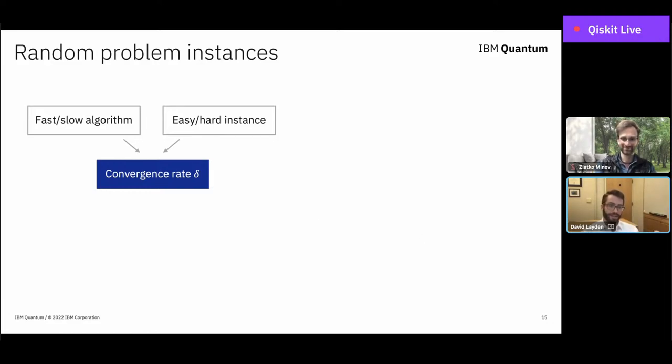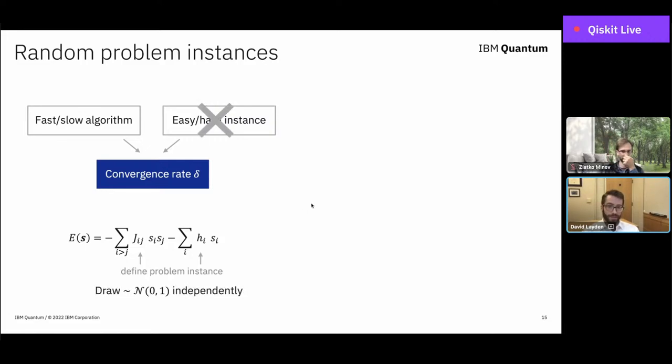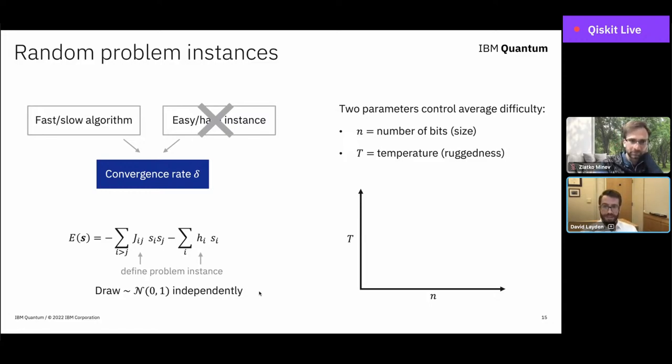There's whether your algorithm is inherently slower or faster, and then there's whether the problem instance you're looking at is inherently easier or harder, where recall that a problem instance is defined by this energy function here and these coefficients J and H that you're given. And so in order to isolate the performance of the algorithms, what we did is got rid of this second factor, the dependence on the problem instance, by generating a whole lot of problem instances at random, sampling these coefficients randomly, and then looking at the resulting convergence rates for different algorithms resulting from each and looking at the averages.